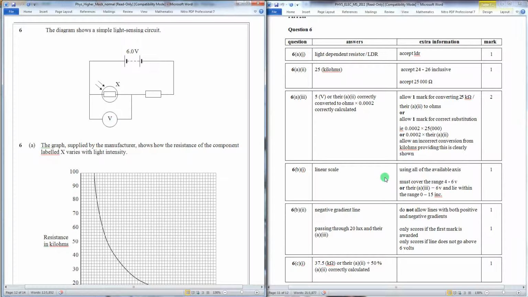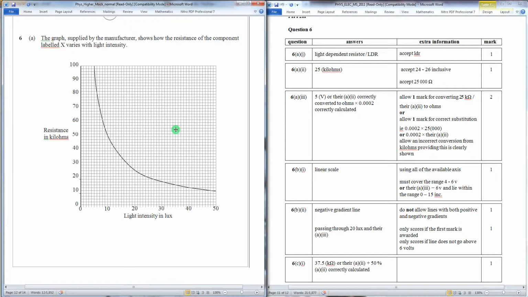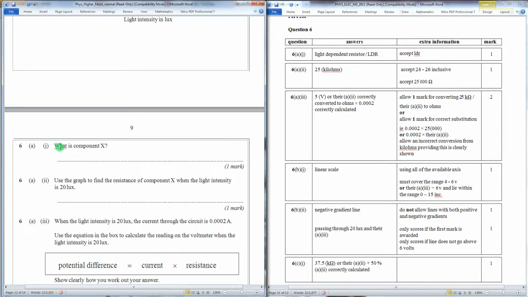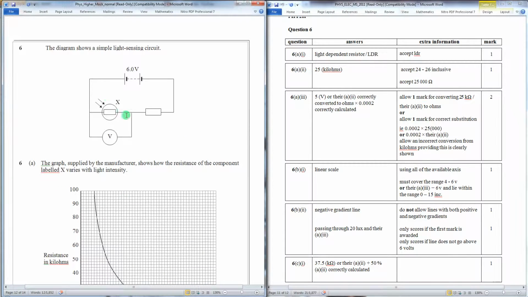Question 6 was about the use of the LDR in a light sensing circuit, and in fact the first mark was for identifying that it was an LDR. So you need to learn your circuit symbols, no way around that, and know that that one is an LDR or a light dependent resistor. Either was fine for 6A part 1, where it says what is component X in this circuit diagram.